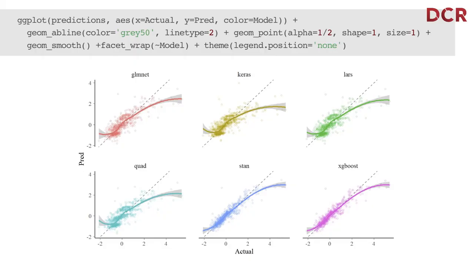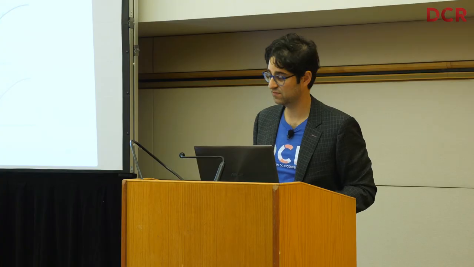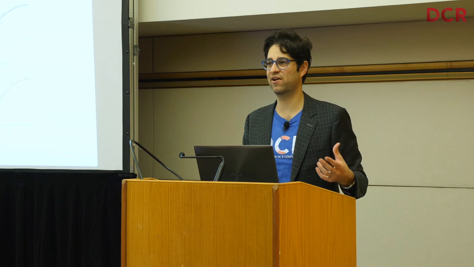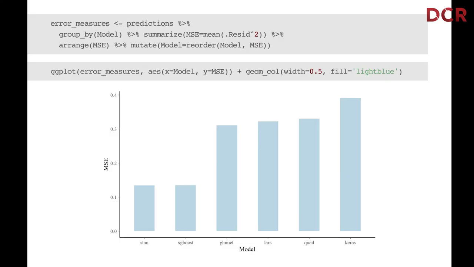For each of these, we go through, add in the actual values, calculate the residuals, and put them all together as a data frame, allowing us to make this plot. This shows us our actual values versus our predicted values. And ideally, you want them to be as close to the diagonal line as possible. Let's just get the mean squared error for each of these. When we do that, Stan won. Stan was the best. I'm so proud of the Bayesians. And xgboost came in almost tied with Stan, followed by glmnet, Lars, my quadratic programming model, followed by Keras.